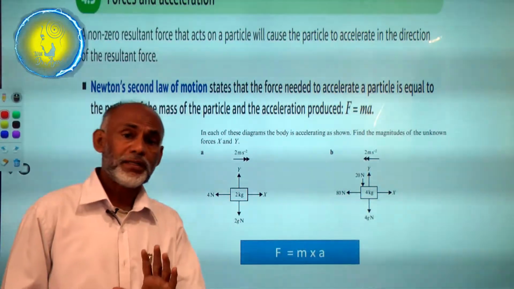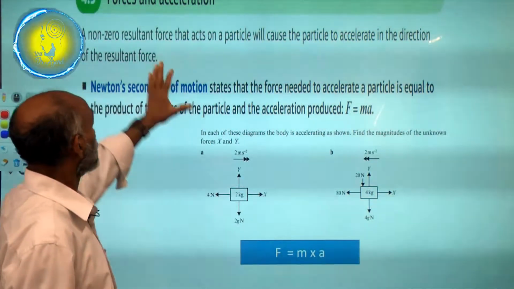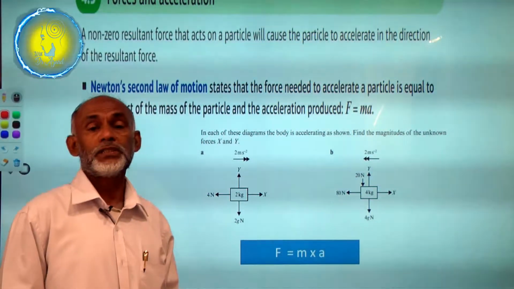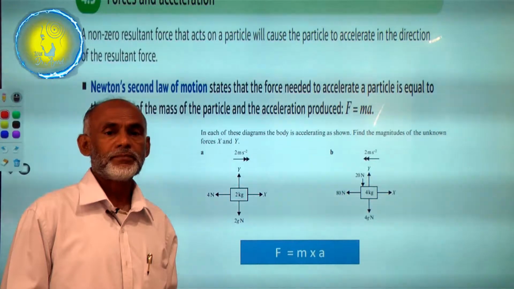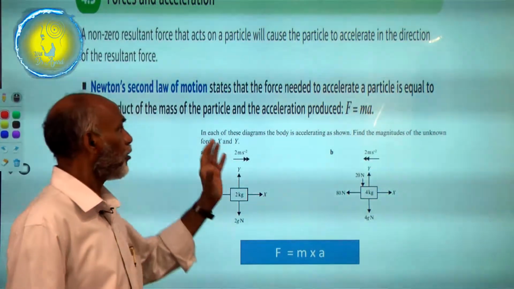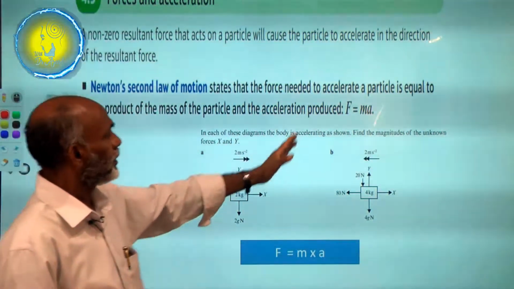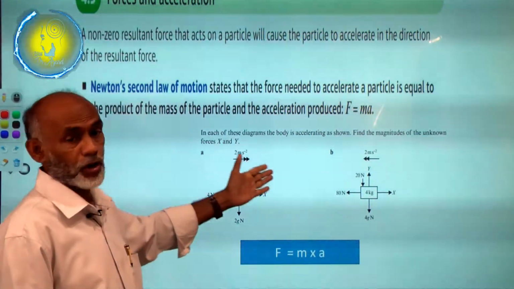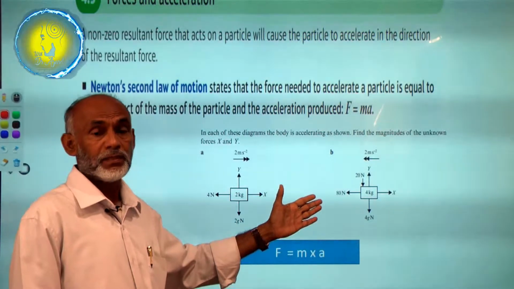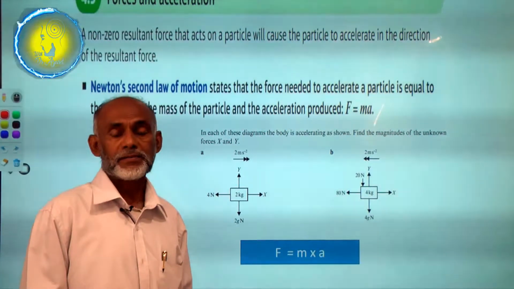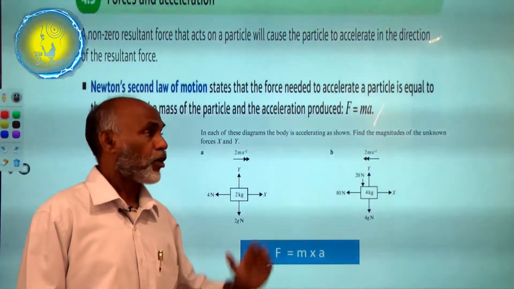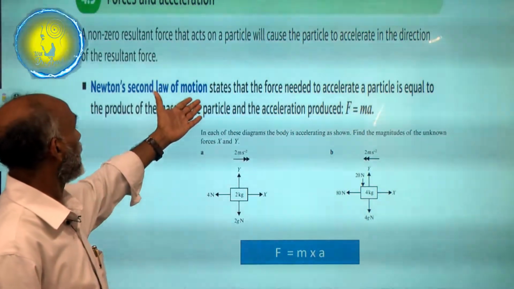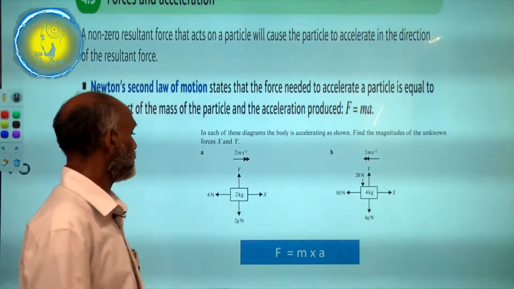Students should try to understand, as long as the constant acceleration is not there, the second law of motion is not applicable. The second law is applicable only when there is acceleration. But if we have a constant velocity, that shows the acceleration is 0. In a constant velocity, the acceleration is 0, therefore we can't apply the second law of motion.